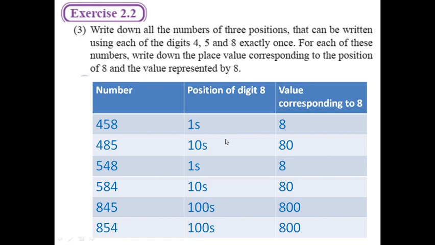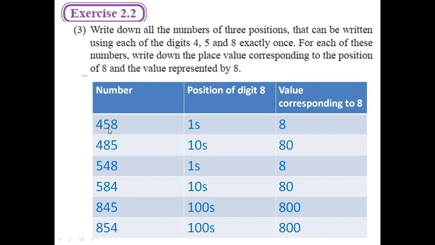Now, let's look at the third question. Here you need to write down all the numbers of 3 positions that can be written using each of the digits 4, 5, 8 exactly once. So you can make 458. That's one number. So we have to write down all numbers that we can make from these 3 numbers, and we need to find the place value corresponding to 8 and the value represented by 8. So let's create this number 458. Sorry.